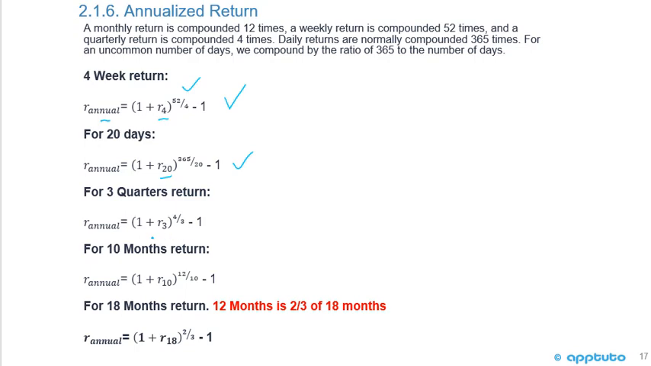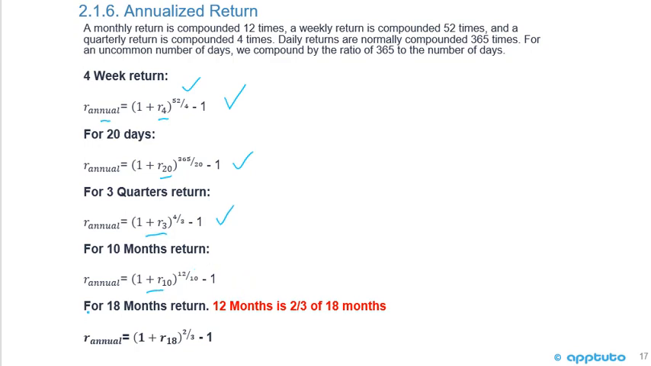If we have a return for 3 quarters, it's 1 plus the return for those 3 quarters to the power of 4 over 3. 4 quarters in a year, and this was a return for 3 quarters. For a 10 months return, 12 months in a year, so it's 1 plus the return for the 10 months to the power of 12 over 10.